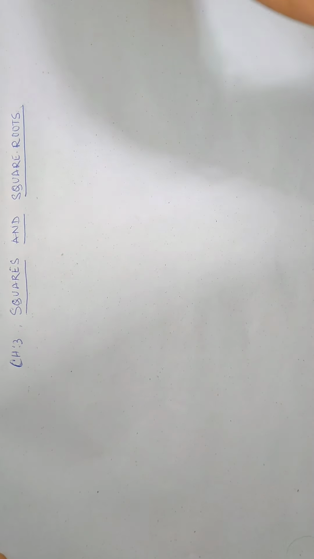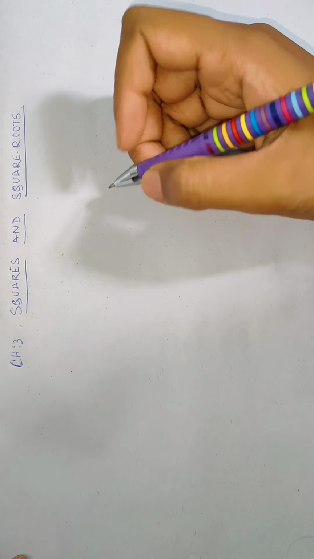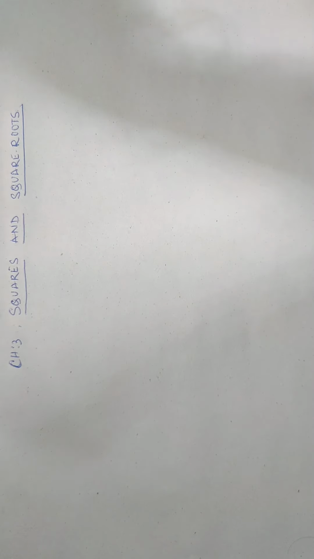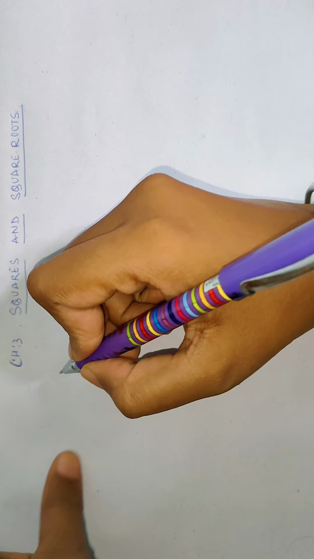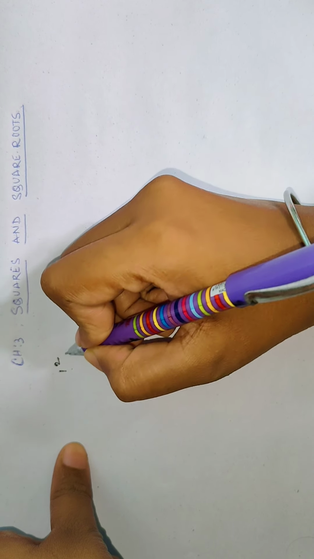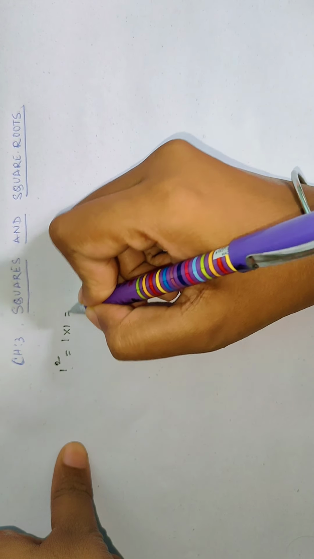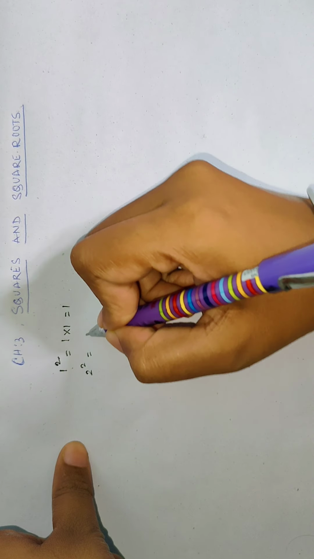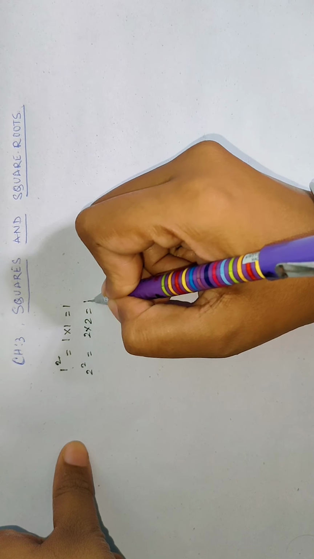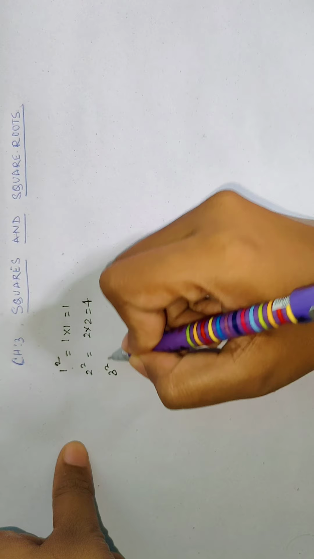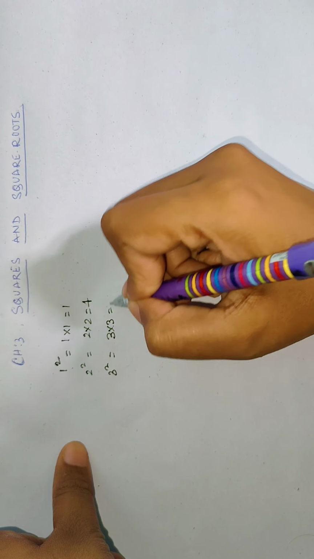Okay, chapter 3 is squares and square roots. To start with this chapter, first you have to learn the squares of 20 numbers. First 20 numbers means 1 square, that is 1 into 1 will be 1. 2 square will be 2 into 2 equals 4. And 3 square will be 3 into 3 equals 9.